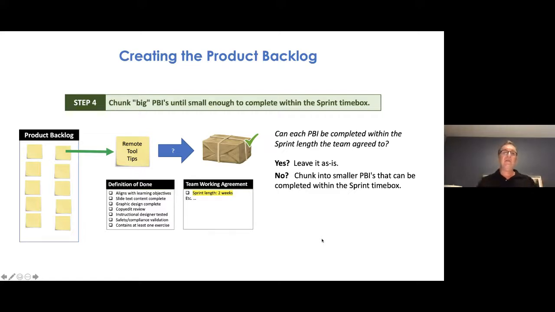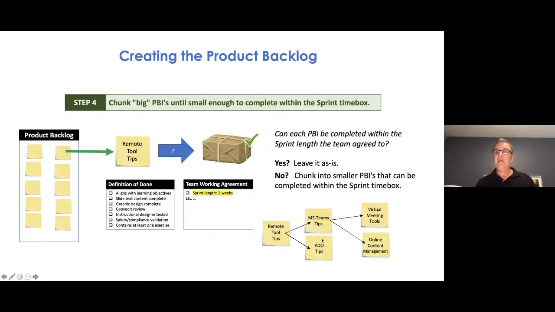If the answer is yes, then leave it in the backlog and leave it alone. It's good enough. If it's no, if it's going to take longer than the 2-week time box commitment, then I need to chunk it, meaning break it up into smaller pieces. As an example, let's say it is bigger than a 2-week time commitment. So I break it maybe into Microsoft Teams tips and Azure DevOps tips. And then I find ADO can be built in 2 weeks, but the Teams tips can't be built within our 2-week time box.